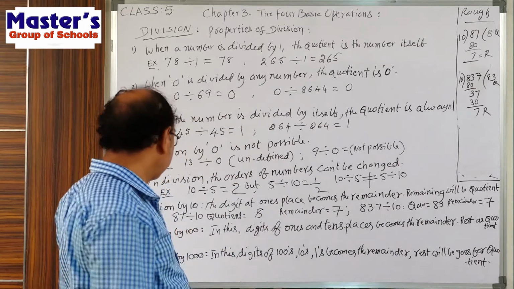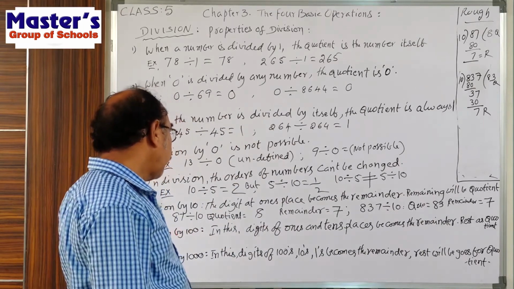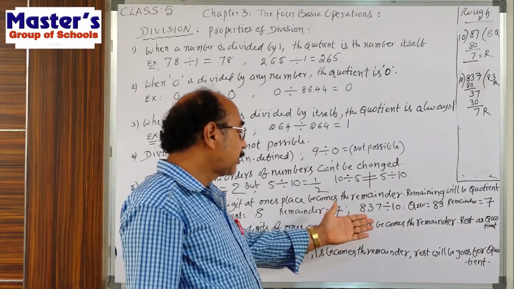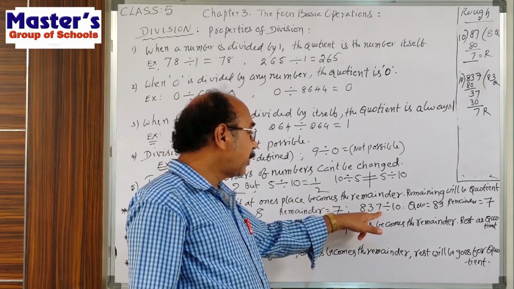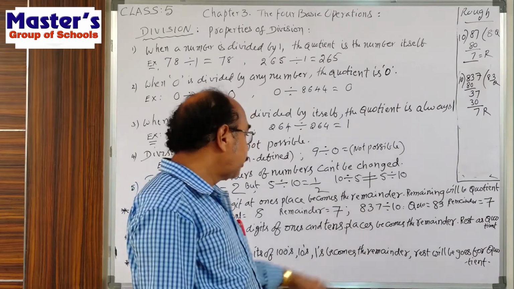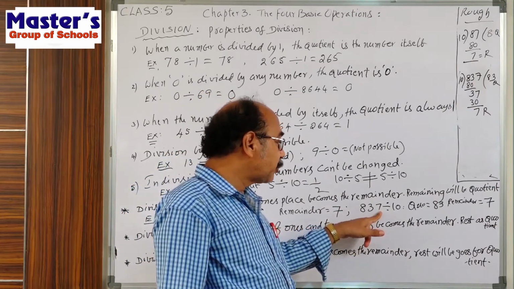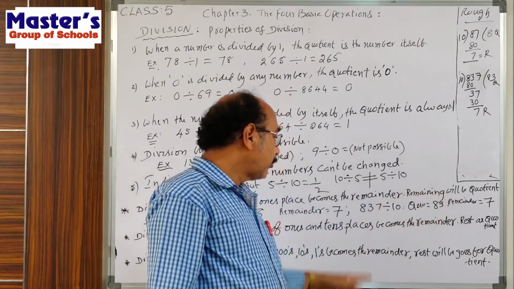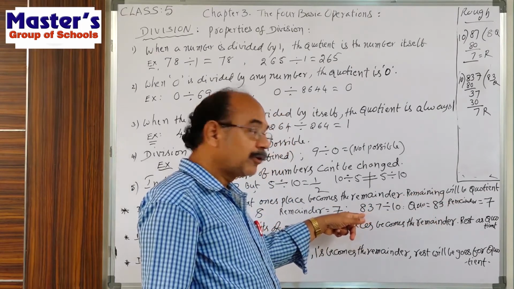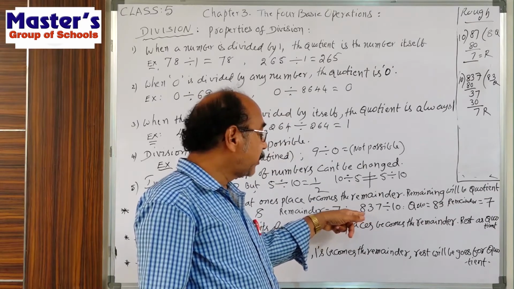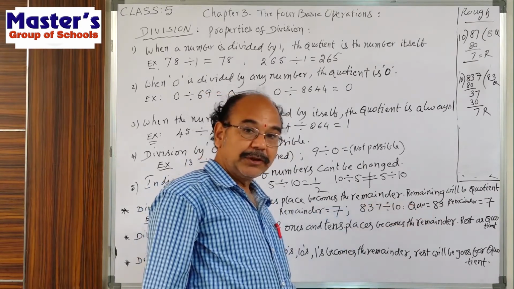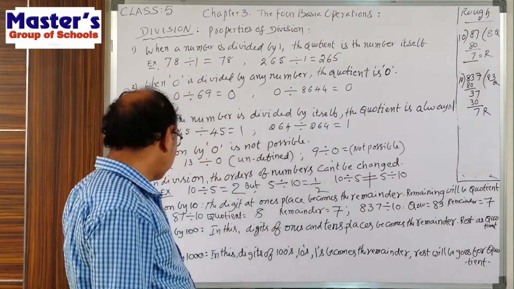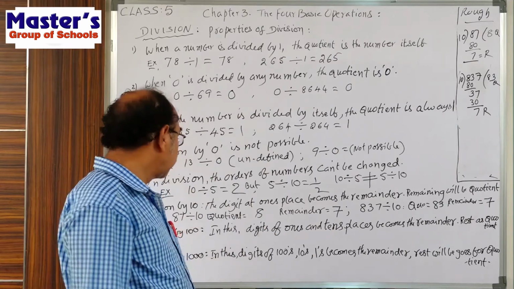Division by 10. So the digit at the ones place, what is the digit at the ones place? 7. That goes to the remainder. What are the remaining digits? 8 and 3. So 83 becomes the quotient. This is the division process with 10.